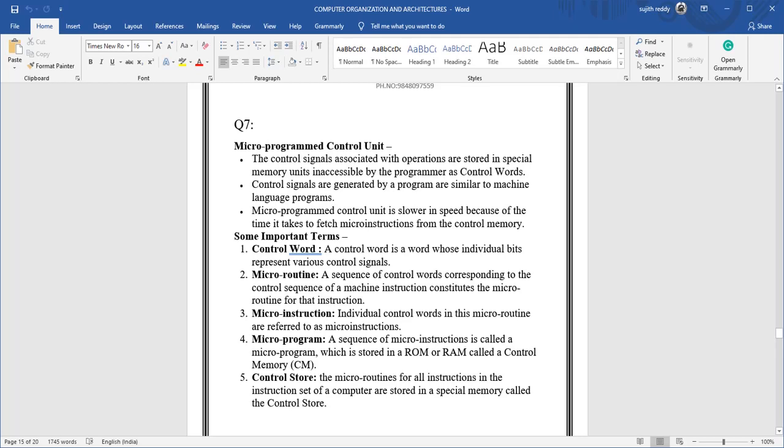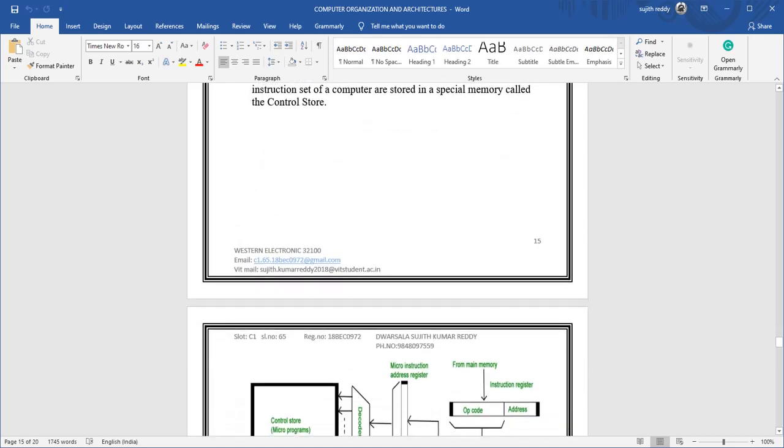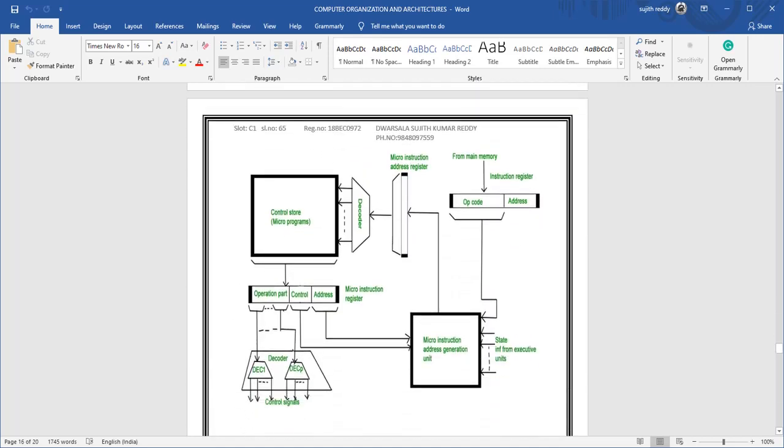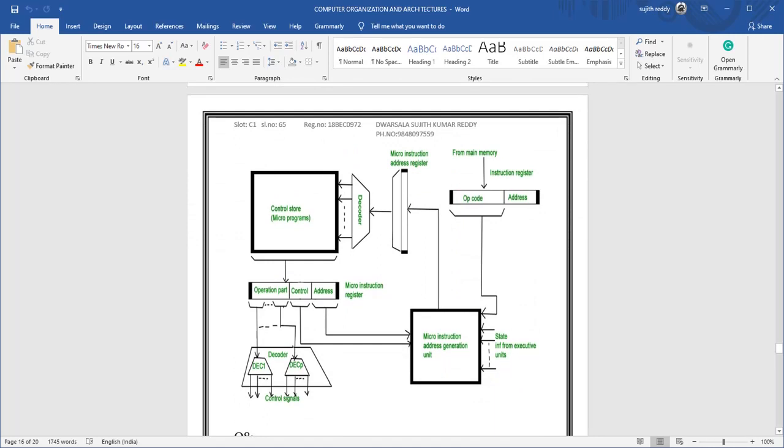So this is the diagram shown. Control store, and these are the operation parts. Control address, macro instruction registers, and decoders, DEC1, DECP, and control signal. So the microinstruction address register and decoder. The information is passing from the microprogram to the operation part, to the decoders and microinstruction register, and the microinstruction register is passing it to the microinstruction address register and decoder.